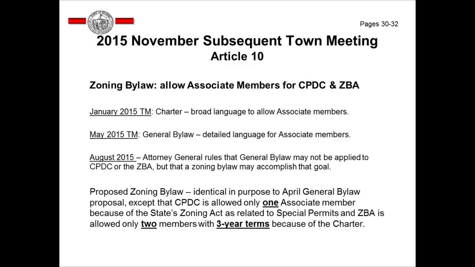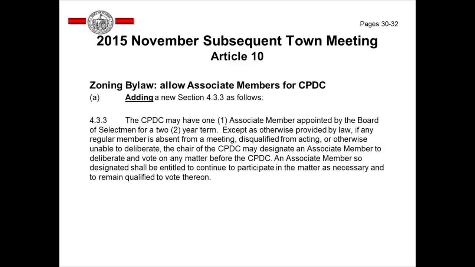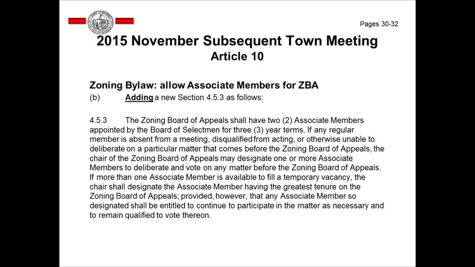We were cautioned that the CPDC has only allowed one associate member because of the state zoning act, so that is a change. Specifically for CPDC, there's the language. It's just added on to sections 431 and 432 as a new section. It says there will be one associate member. There will be a two-year term, and then the language is identical otherwise to the general bylaw. Similar for ZBA, with the differences of two associate members and a three-year term, and then identical language to the general bylaw.